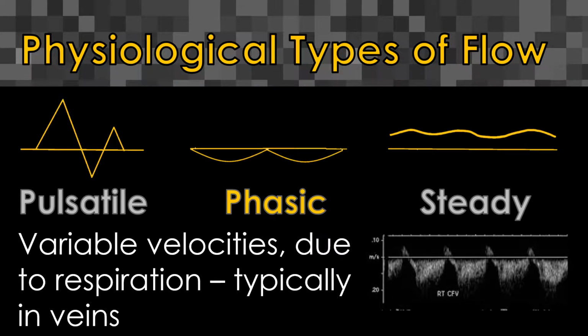Phasic flow is influenced by inhaling and exhaling. We learned earlier that veins have more forward flow during different parts of respiration. This increase in forward flow can be seen by ultrasound and is typically seen in veins.